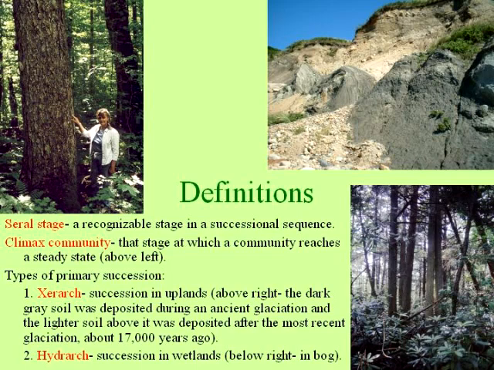Within the primary successional sequence, we can recognize two types. The kind that occurs in uplands is referred to as xerarch succession, and that's what you see going on in the upper right-hand photo on this slide. We have a bare mineral environment which is being colonized by some of the first kinds of plants that are capable of establishing themselves in this kind of an environment.